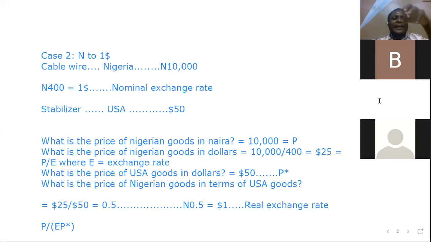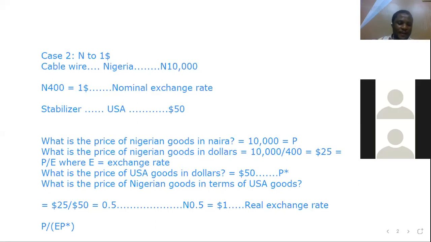Are we together? So for us to do that, we just need three things. One, the price of the goods in Nigeria, Nigerian goods. What is the price in Nigeria in Naira? Two, that foreign goods we have abroad, what is the price? Three, what is our exchange rate? Very important. We know that our exchange rate is 400 naira to $1. This is defined, this is known.